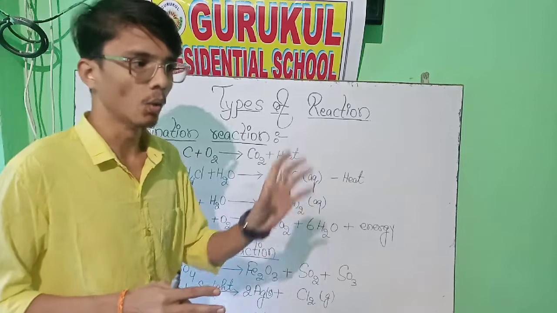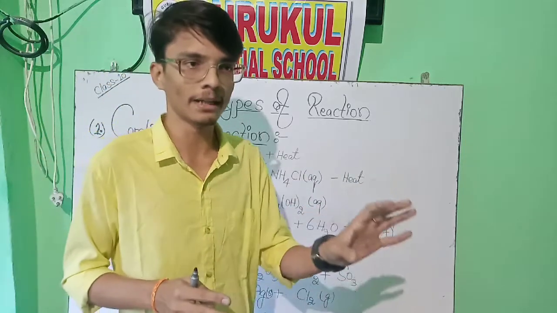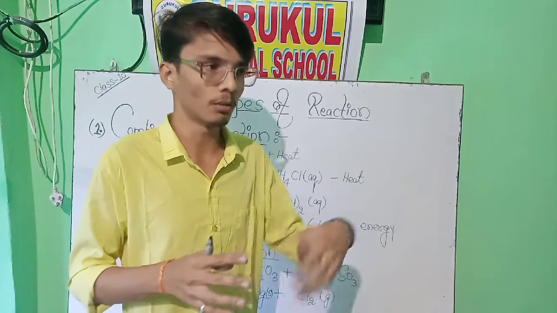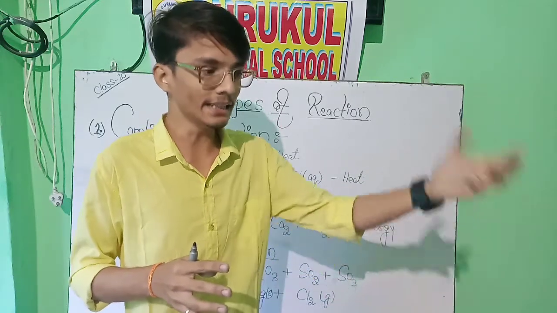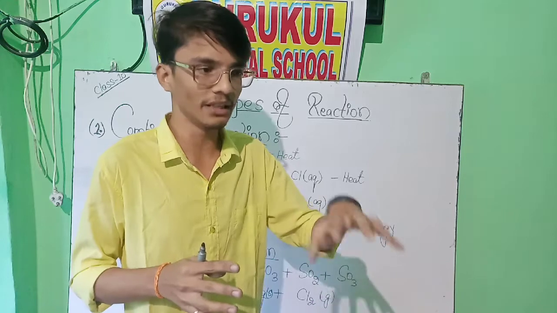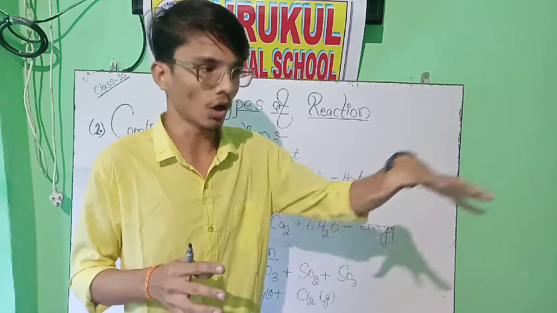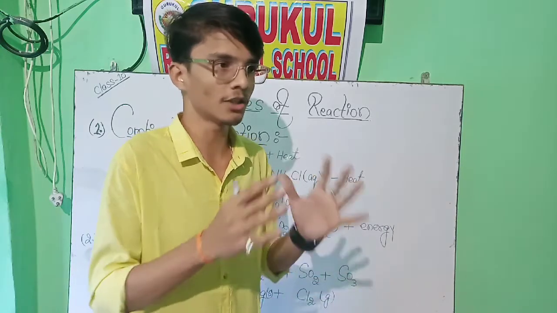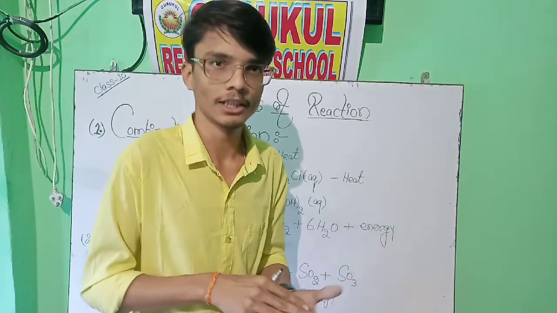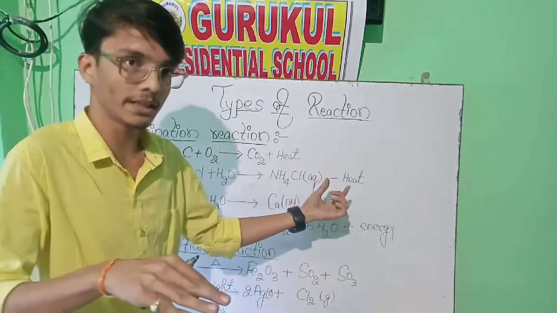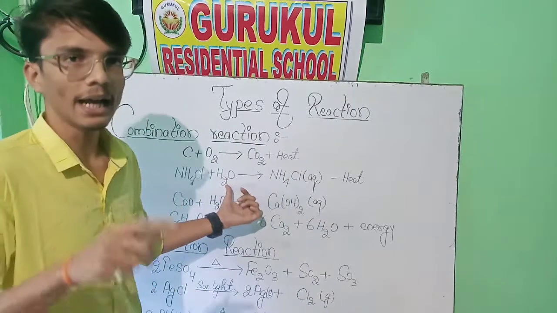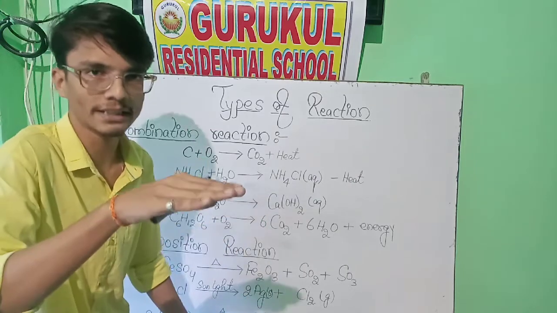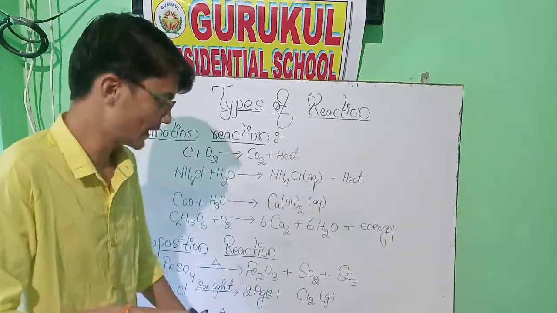Endothermic reaction means when two or more elements, substances or compounds react together and form a new substance, and heat is absorbed there. Absorb means it will take heat from the environment or from the container, so that the temperature of that container, of that environment, will decrease. So it absorbs energy from there. That's why it is known as an endothermic reaction. It absorbs energy so that the temperature of the container will decrease.